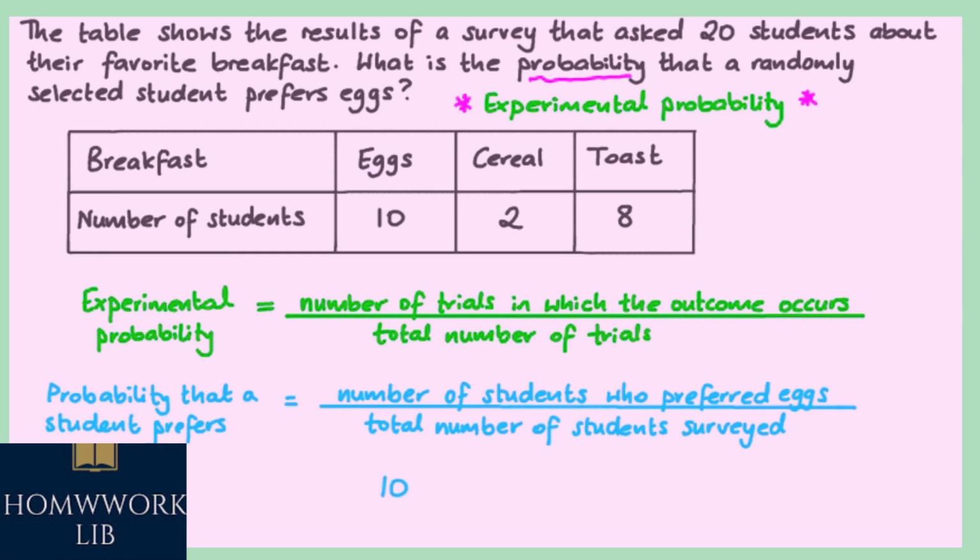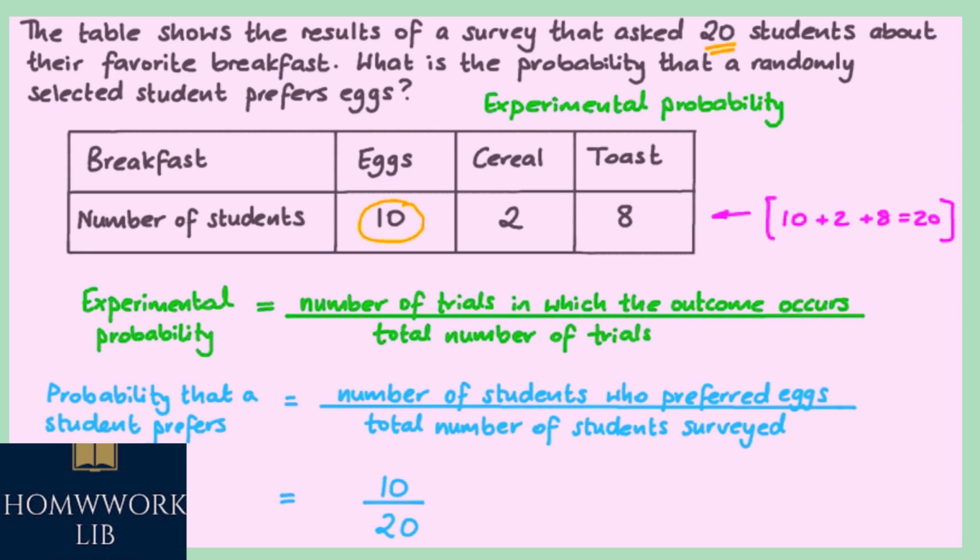Then, from the table, we can see that there were a total of 10 students who preferred eggs. And we are told that 20 students were surveyed in total. Notice that even if we weren't given the figure of 20, we could calculate this from the sum of the frequencies, that's the number of students, of 10 plus 2 plus 8.